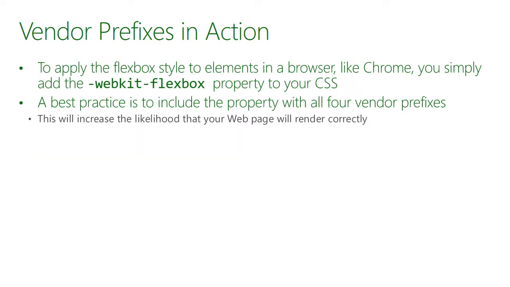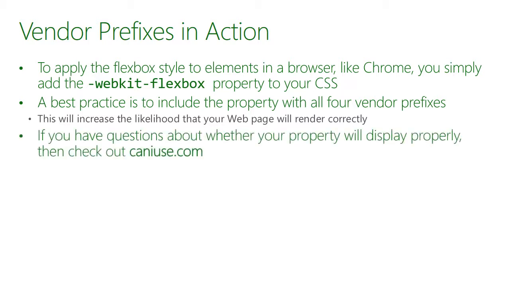Let's have a look at vendor prefixes in action. To apply the Flexbox style to elements in a browser like Chrome, you simply add the WebKit Flexbox property to your CSS. A best practice is to include the property with all 4 vendor prefixes. This will increase the likelihood that your web page will render correctly. If you have questions about whether your property will display properly, then check out caniuse.com.